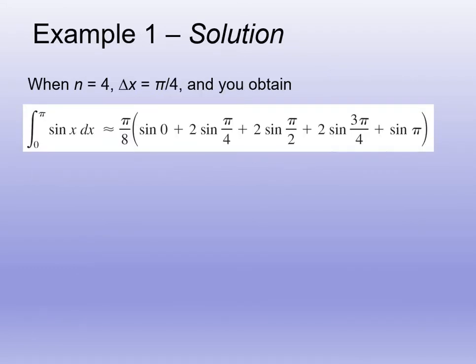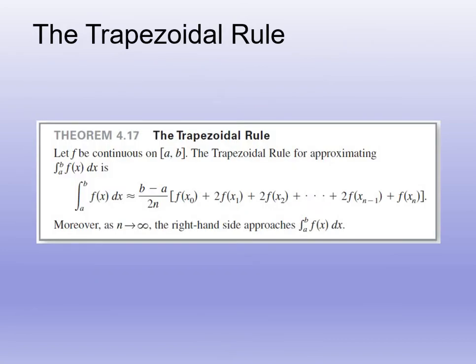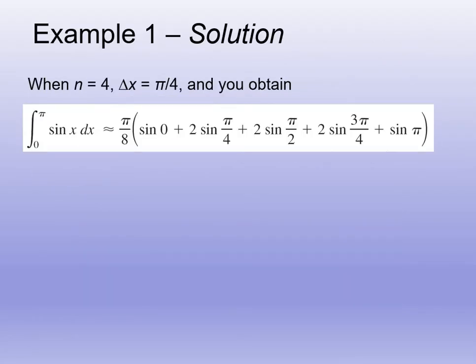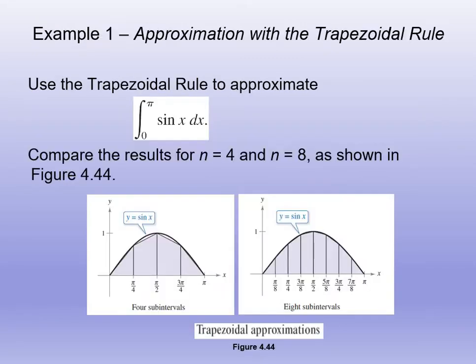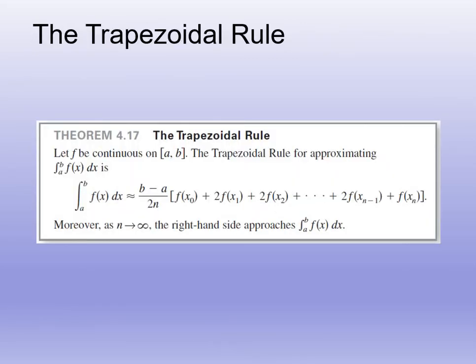So when we do that, all I'm doing here is following suit with the trapezoid rule. If I step back a couple slides, it's this piece. Notice b minus a divided by 2n. That's the leading piece here. That's where we're getting pi over 8. So it's b minus a divided by 2n.